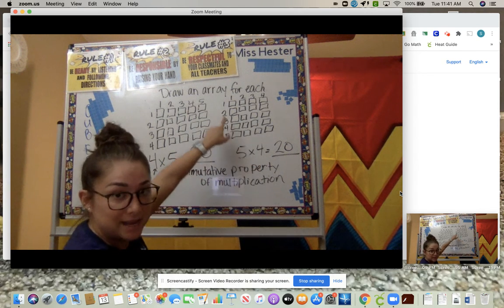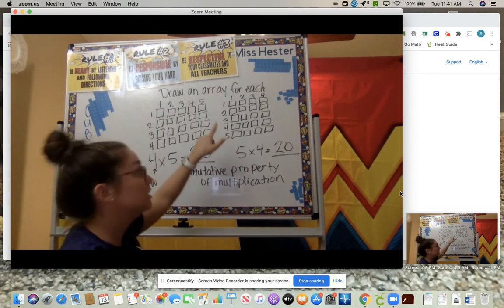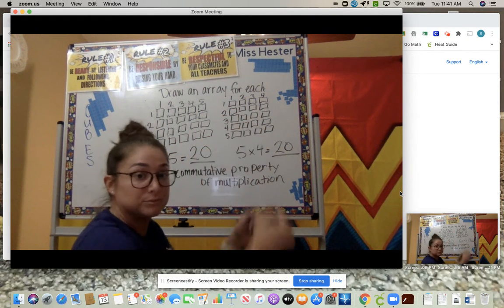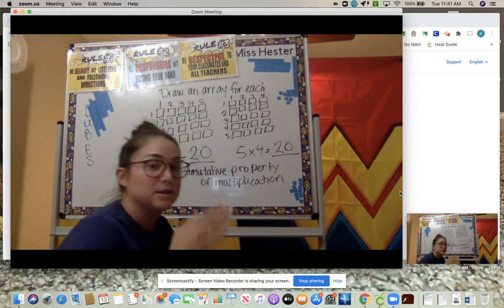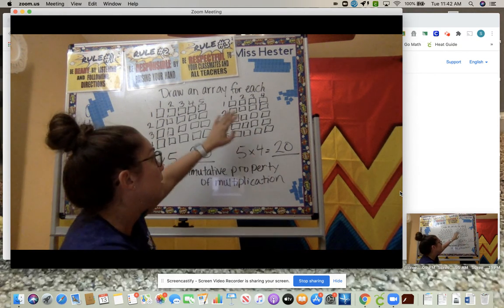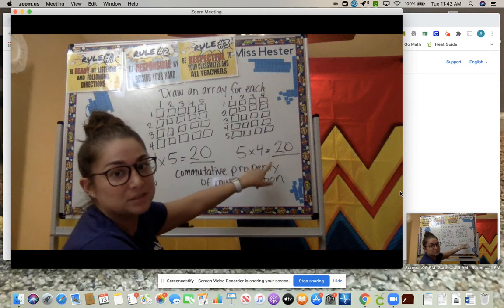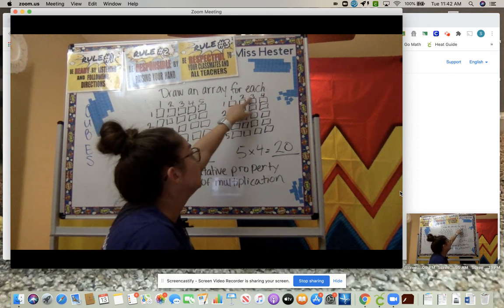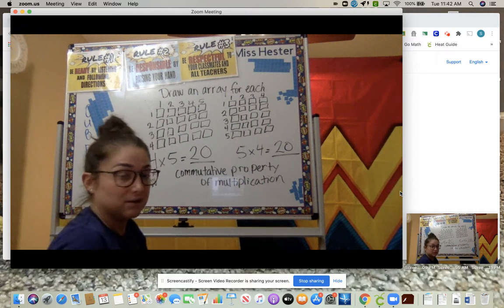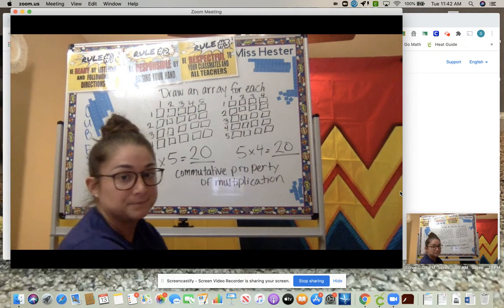Over here I do the same, but now 5 is the first number. So I have 1, 2, 3, 4, 5. It goes across. Remember, row, row, row your boat. You go across, not up and down. That's a column. Up and down is a column. So we have 4 of those: 1, 2, 3, 4, up and down. You count all the boxes and you have 20.